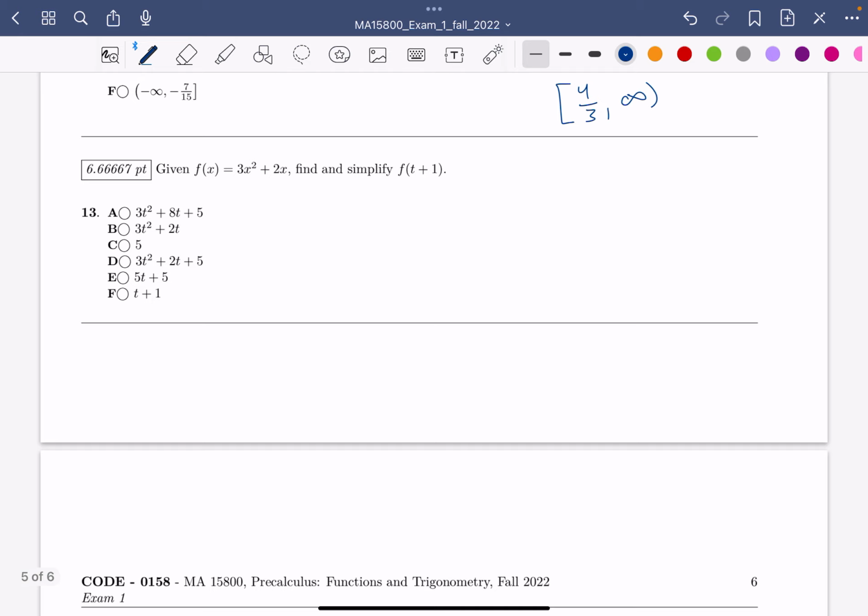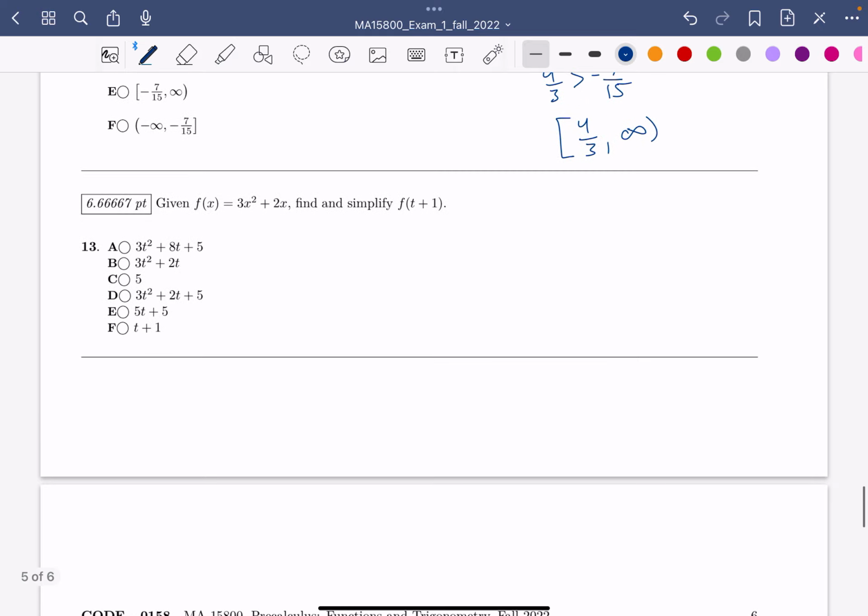13. Given f of x equals 3x squared plus 2x, find and simplify f of t plus 1. So f of t plus 1, we need to plug in this t plus 1 for these x values. So f of t plus 1 equals 3 times t plus 1 squared plus 2 times t plus 1. Now, we start by distributing this. So I'm going to say 3 times t plus 1 times t plus 1, plus 2 times t plus 1.